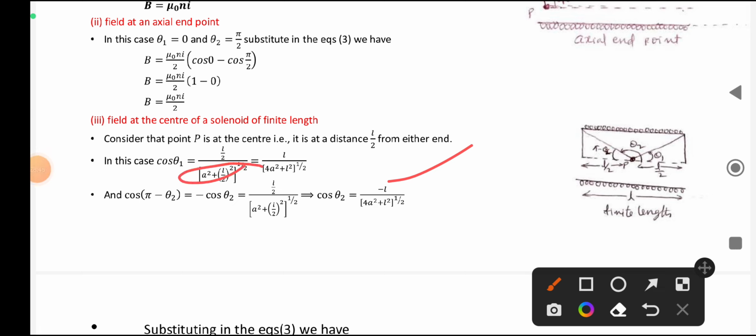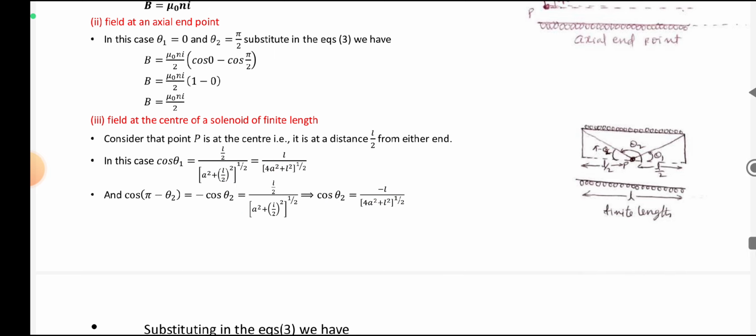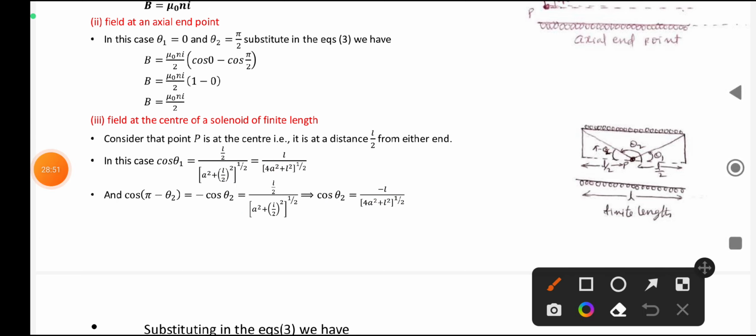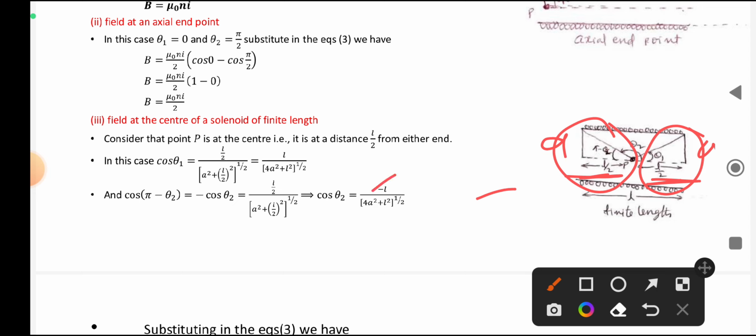And what we got here, the same we will get here, same thing but with minus. We will get the opposite value. Why? Because this is A, this is L by 2, it is A, it is L by 2, then whatever we get on this side, the same value we get on this side, but opposite. So opposite means minus.